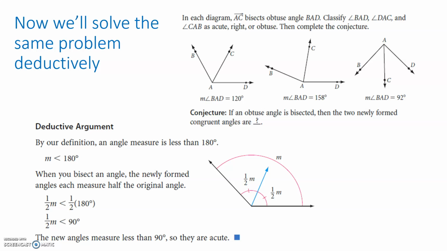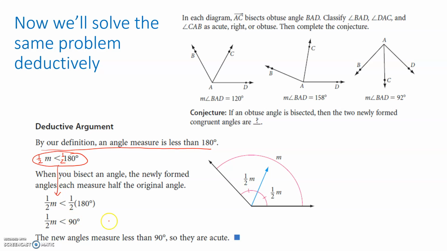So this one says, by our definition of an angle, the measure is less than 180 degrees in geometry. We said that in the beginning, one of the first lessons. The measure of an angle in geometry is less than 180 degrees. When I bisect it, that means I take half of it. I'm going to take half of the measure of that angle and half of the measure of that angle. So that's what I do here.